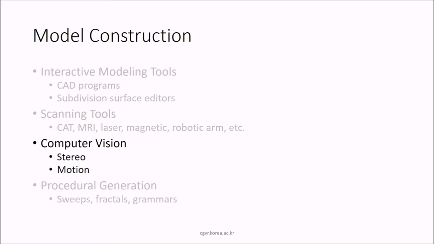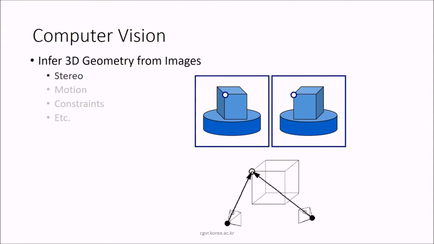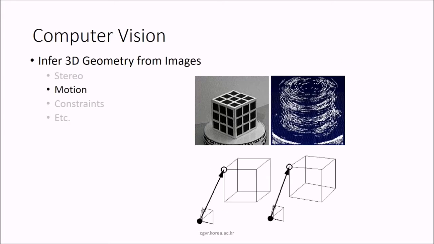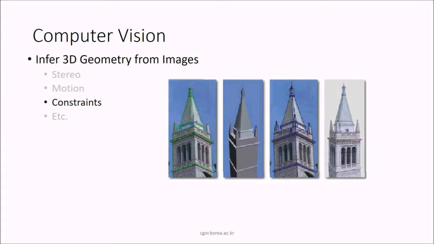Then computer vision using stereo and motion. This is computer vision, and you can easily use stereo, an object seen from two different angles. With a picture-taking device or a camera at two angles, you can easily predict the 3D point. So you use interferometry or infer the 3D geometry from the images. And also with motion, you can find the 3D geometry from images, and certain constraints also you can apply.